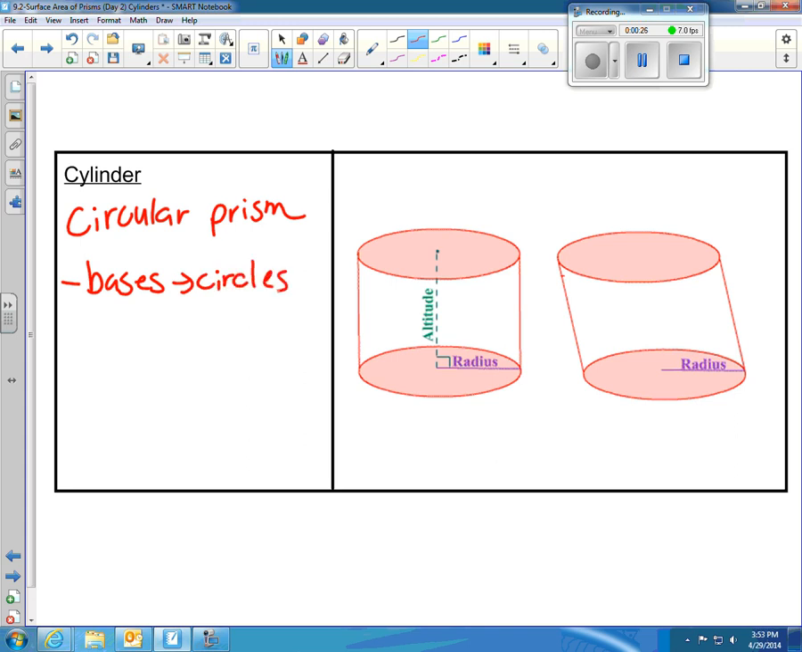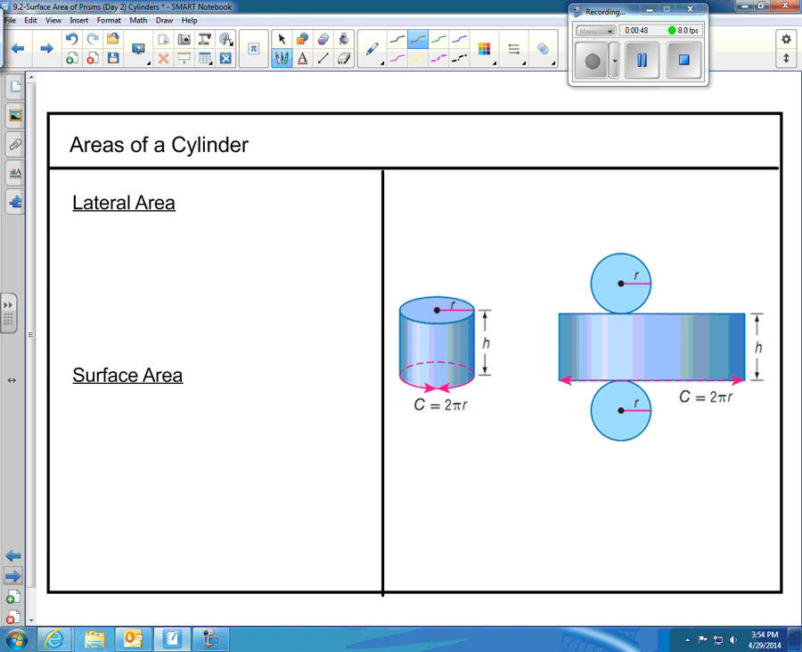And now think about if we were to open up the sides and cut this open right down there and open up the side, what would the side be? It's just one big curved rectangle. So the side is just one rectangle. That's what makes this different from any of the other prisms that we've looked at. But our areas, lateral area and surface areas, are going to be the same idea.